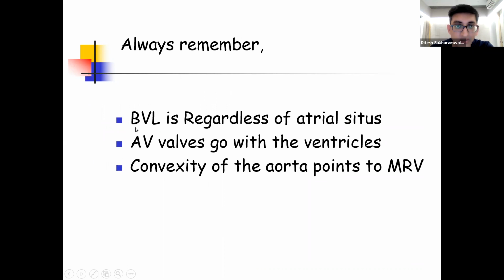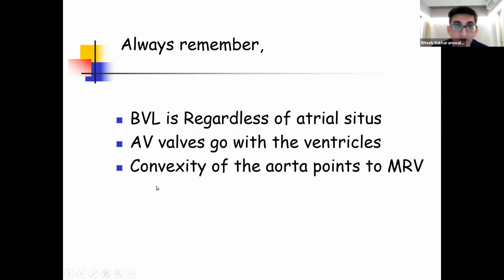The bulboventricular looping is regardless of the atrial situs. It is not necessary that if atrial situs solitus, it has to be D looping. It can be L looping also, and it can be D looping also. And similarly for atrial situs inversus, it can be D looping or it can be L looping. But the common thing is the AV valve. The AV valve, or the atrioventricular valve, always goes with the ventricles. Like a tricuspid valve will always go with the right ventricle and the mitral valve will always go with the left ventricle. It cannot happen that tricuspid valve is sitting on the left ventricle and mitral valve is sitting on the right ventricle. It will never happen.